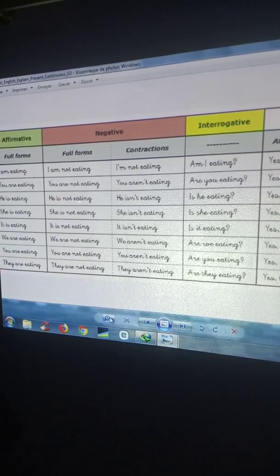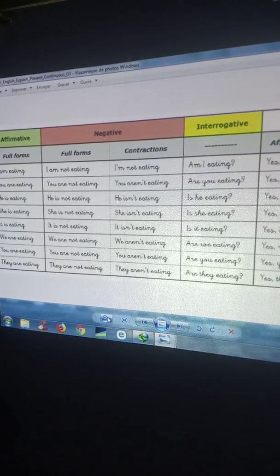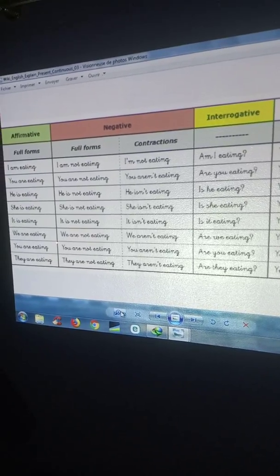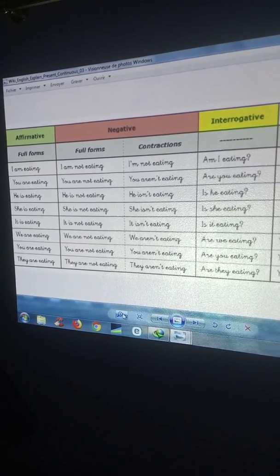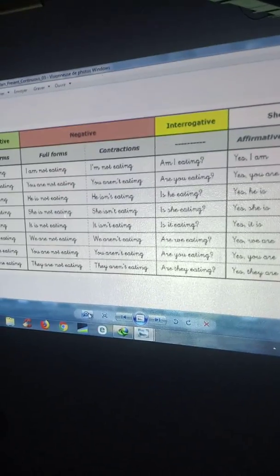Now, he is not, she is not, it is not eating. And here we have he, she, and it isn't eating. And in here, the full form we have we, you, they are not eating. And in here we have we, you, and they aren't eating. Okay, that's for the negative.